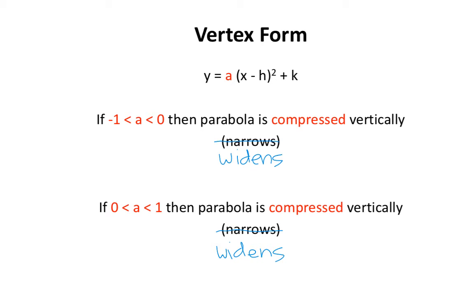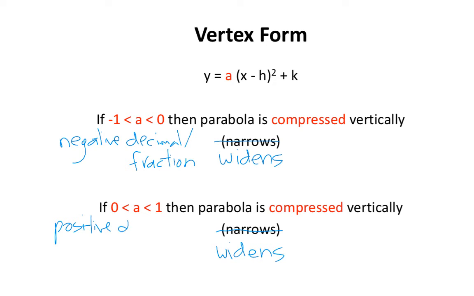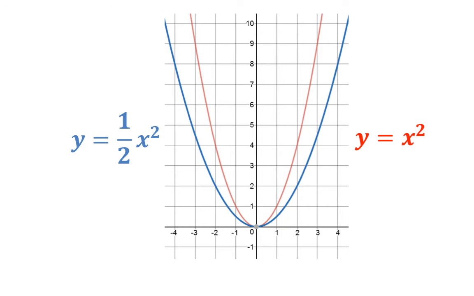What exactly does this mean? Well, here, this means you have a negative decimal or fraction. And down here, this means that you have a positive decimal or fraction. In our graph, we have a red parabola and a blue parabola.